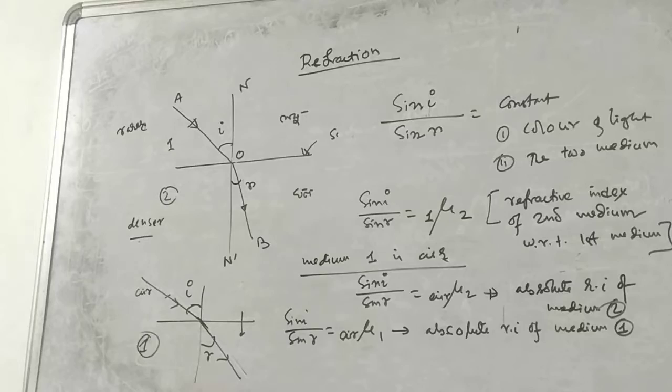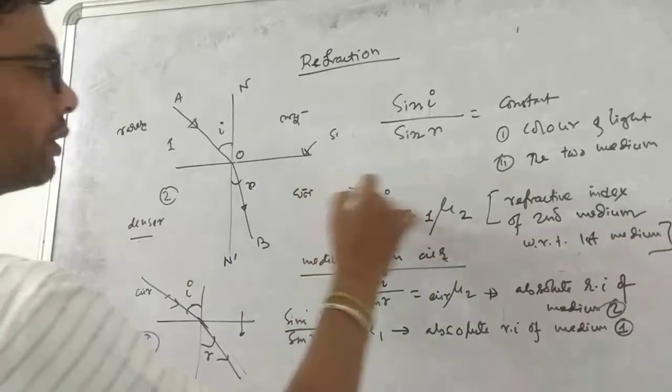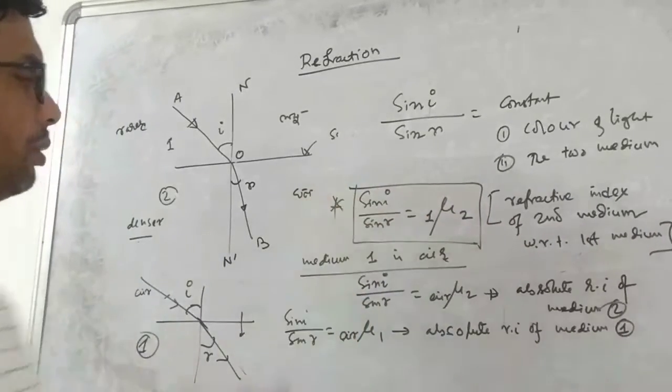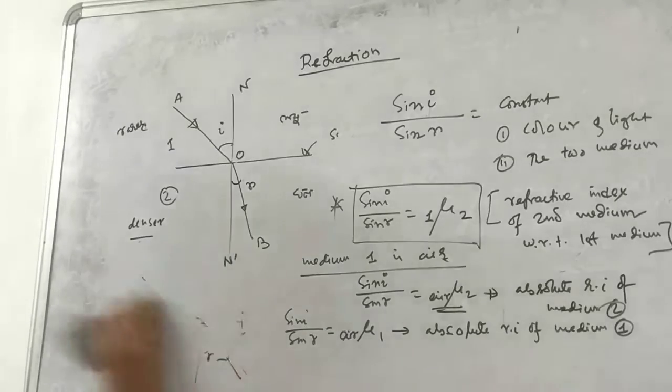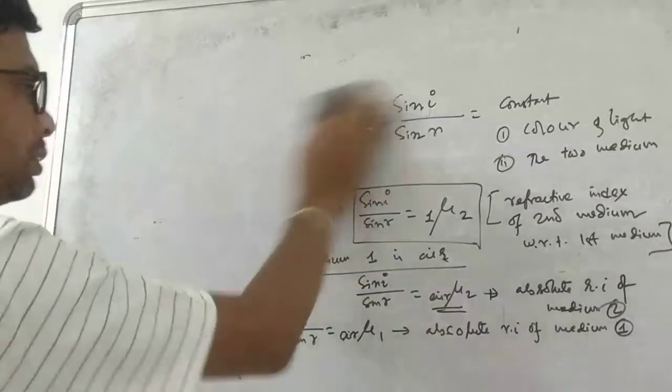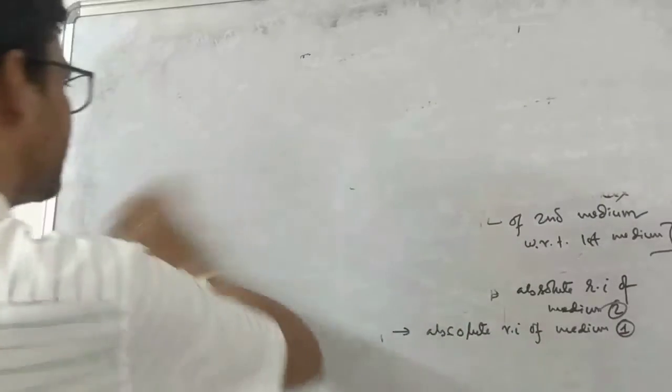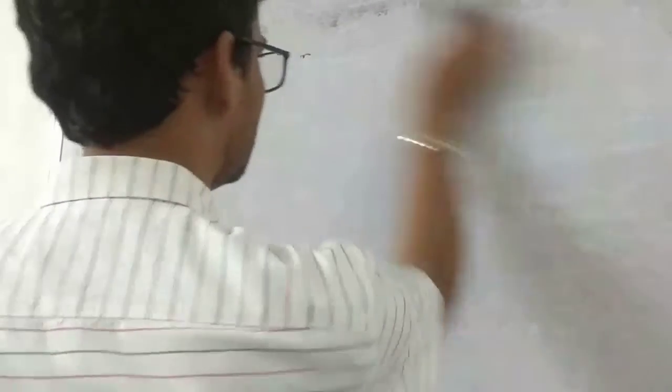So these are the two important forms of our Snell's law. If light is refracted from air to a particular medium, then that refractive index is called the absolute refractive index of the medium. Now we will develop some more concepts. These are basic things you have to know to understand the refraction chapter very clearly.